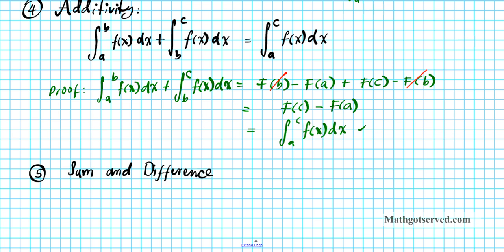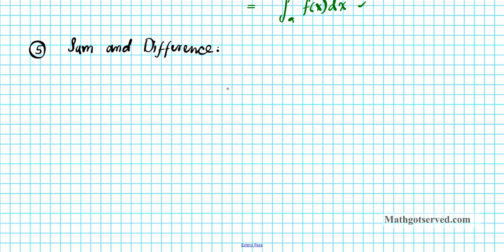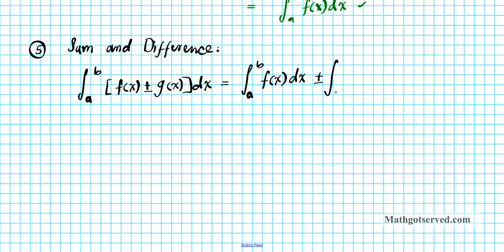Okay? Well, what is the sum and difference rule for definite integrals? It says that if you have the definite integral from a to b of the sum or difference of two functions f of x and g of x, this can be written as the definite integral of the respective functions that you're adding or subtracting. So the definite integral from a to b of f of x dx plus or minus the definite integral from a to b of g of x dx.